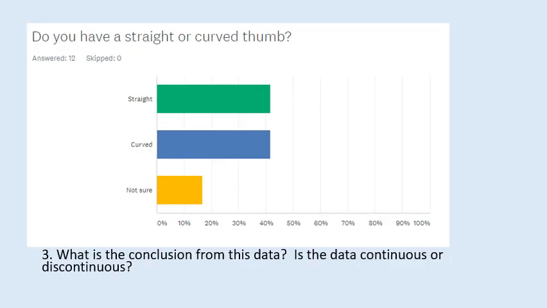Straight or curved thumbs. Right, so again, what's the conclusion? And is the data continuous or discontinuous? So this would be discontinuous data, because you're either one thing or another, although some people weren't sure about how to measure it. And we could say that there are 50-50. On average, half the class have straight thumbs and half the class have curved thumbs.